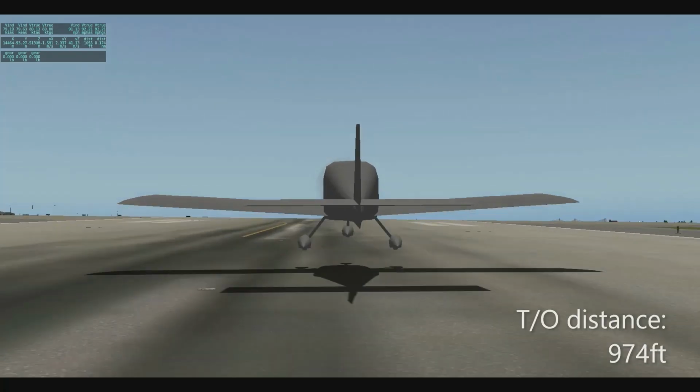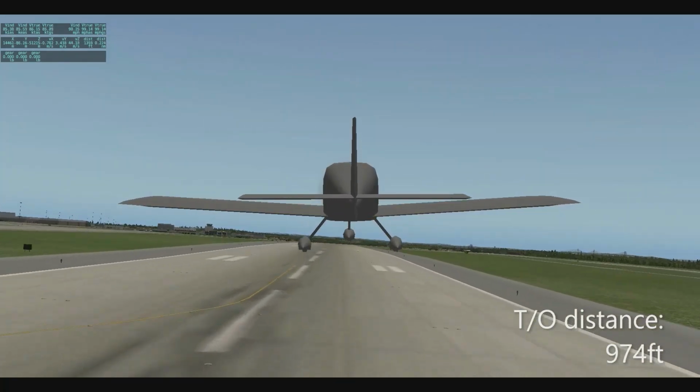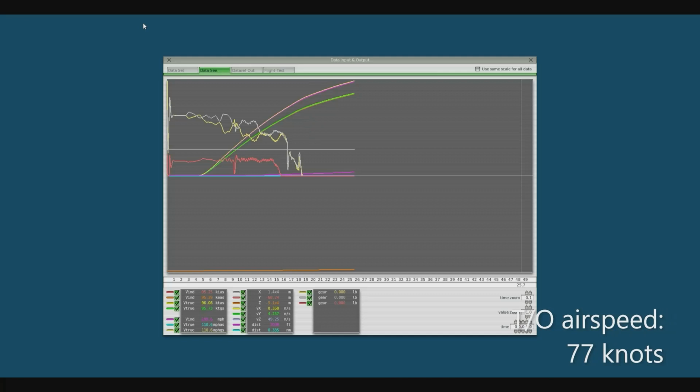The next aircraft has the same weight and wing loading, however the aspect ratio is now 6. The wing is now more efficient and the average takeoff distance was 974 feet with this airplane.